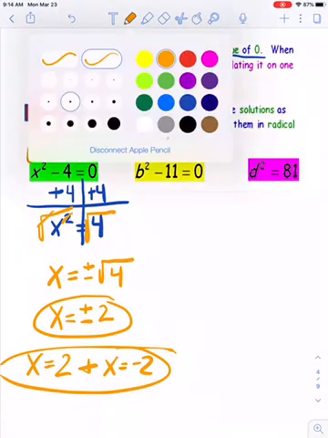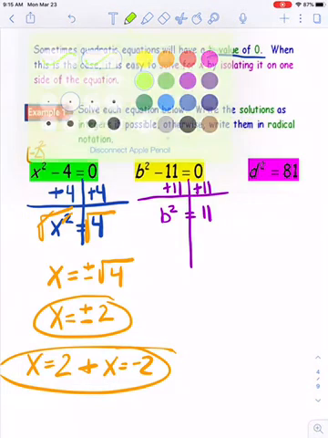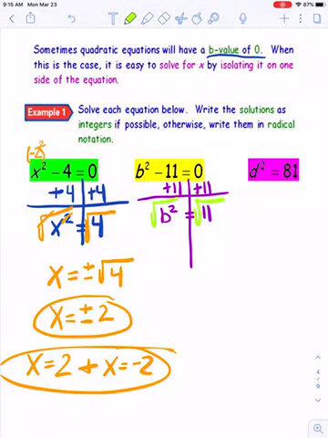If we do a couple more here, again, the big idea is just getting the variable by itself. So on this one here, I'd have to add 11 to the other side to get b by itself. So I get b squared equals 11. Again, I want to get rid of the square, so I have to take the square root of both sides. So I get b is equal to a positive and negative square root of 11. Since we don't know what the square root of 11 is, since it doesn't simplify nicely for us, I'm okay if you just want to leave it like this here.